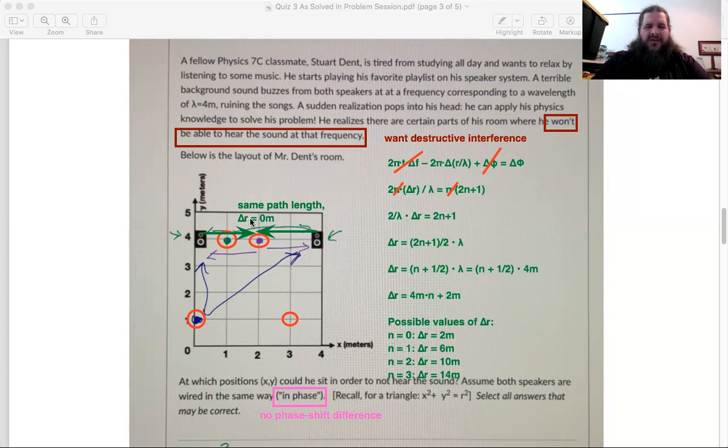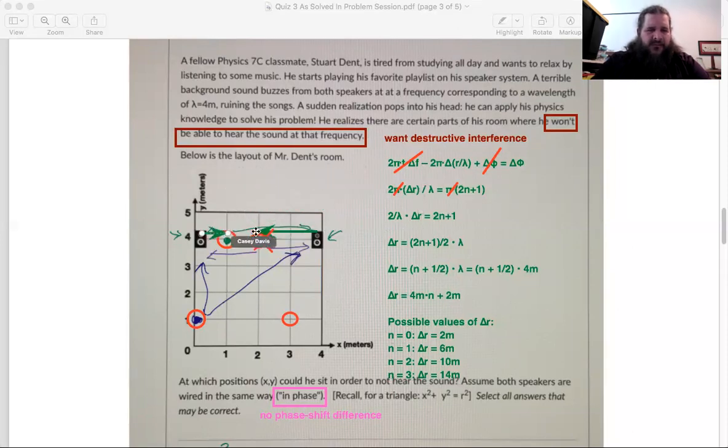Right, that's going to be constructive interference. If you're standing at this location, 2, 4, you're going to hear a very loud sound. And that's not what we want. We don't want a loud sound. We want everything to cancel out. So this is not going to be a good location to stand.